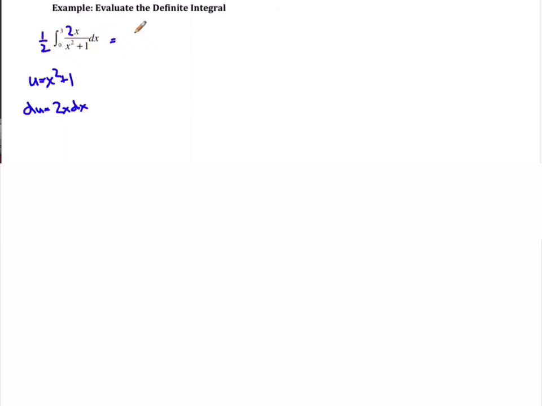And let's go ahead and integrate this. So we have 1/2 times the natural log of the absolute value. Well, we don't even need absolute value anymore because it's x squared plus 1. And we want to evaluate this from 0 to 3. Okay, so now we're going to apply the fundamental theorem of calculus here.